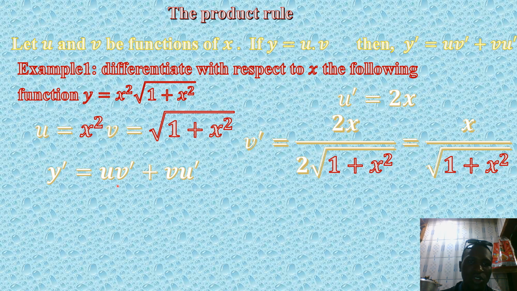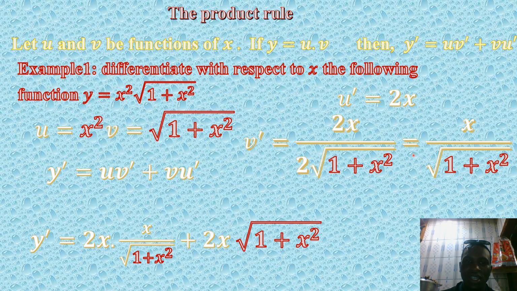All we need to do now is just to apply the formula. Keep the first function unchanged, differentiate the second, and keep the second function unchanged, differentiate the first. That's the product rule. So we just have to substitute. My u is x squared, v prime is all of this. This dot means multiplication, so you just substitute, plus 2x, that is my v, multiplied by the derivative u prime.